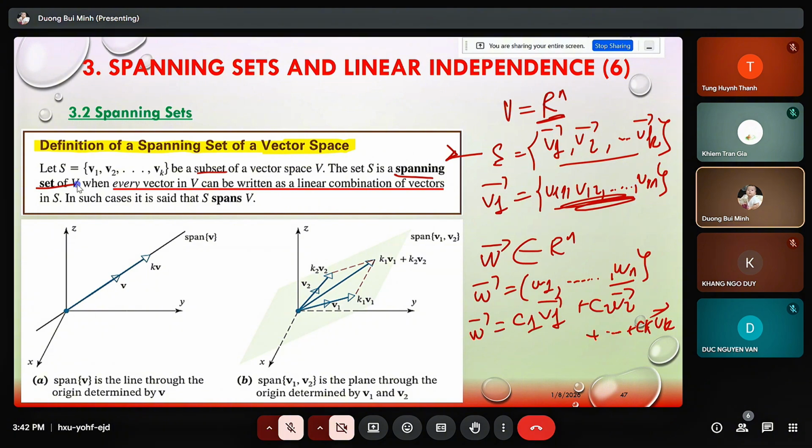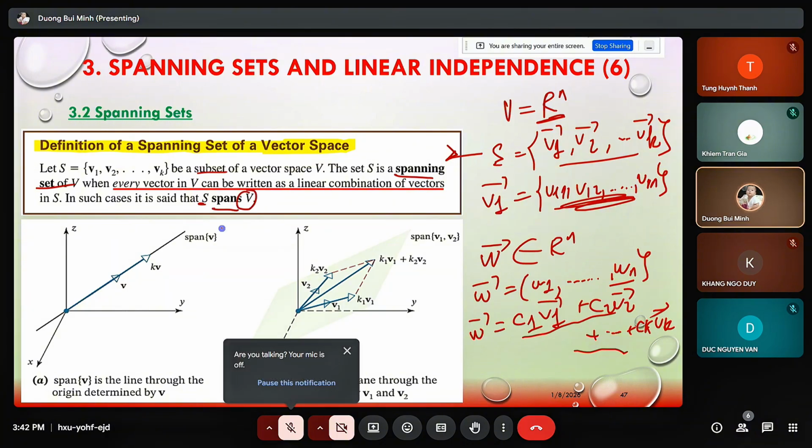Or we can say S is a spanning set if and only if this linear combination is consistent. We say S is a spanning set, or we say S spans V. In Vietnamese: S là mở rộng của V.